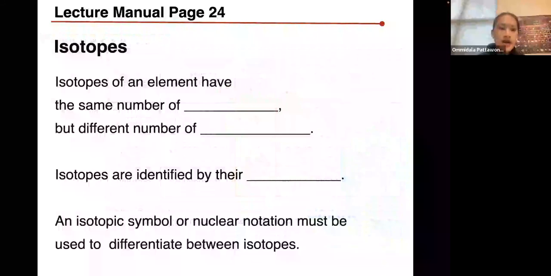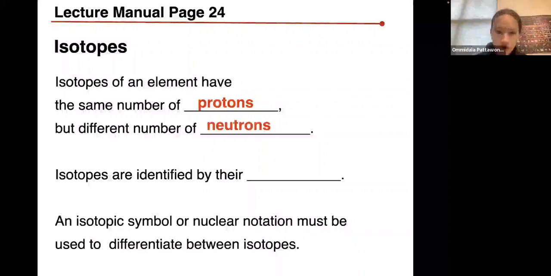Next thing I would like to talk about is isotopes. Isotopes of an element have the same number of protons but different numbers of neutrons. This implies that isotopes are the same type of element because they have the same number of protons, but they are going to have different masses, because what contributes to the mass is the number of protons and neutrons. So isotopes are identified by their mass.